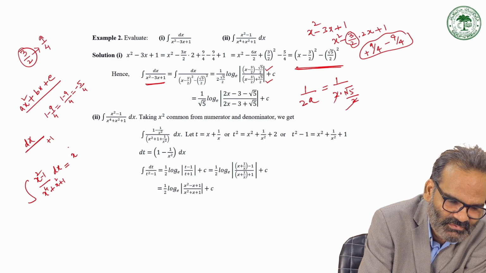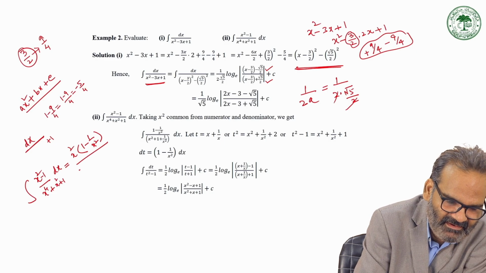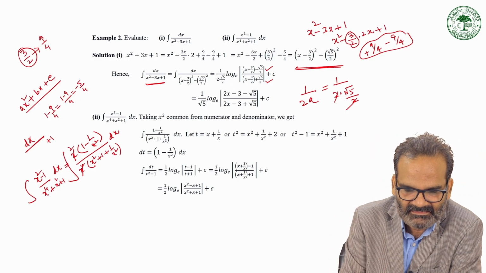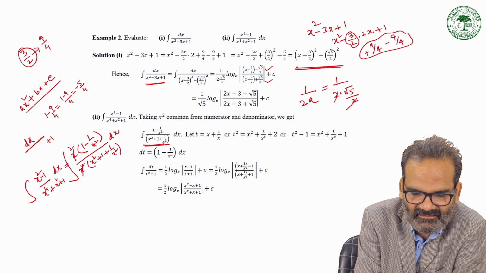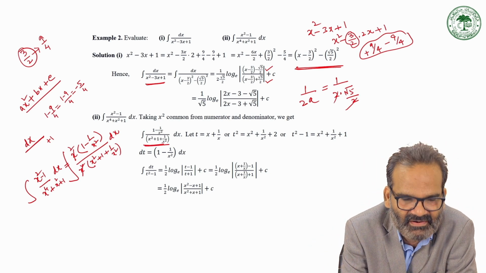If we take x square common in the numerator, what will we get here? 1 minus 1 upon x square, and take x square common in the denominator, what will be left? x square plus 1 upon x square plus 1, right? This x square will cancel out, and this is your integral. See, this step is clear. We are taking x square common from the numerator and denominator to get this step.